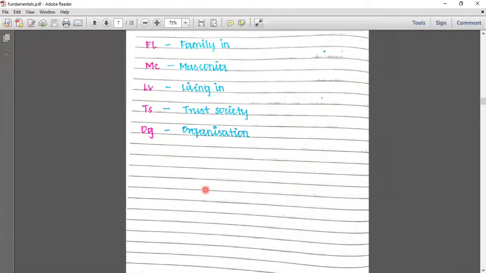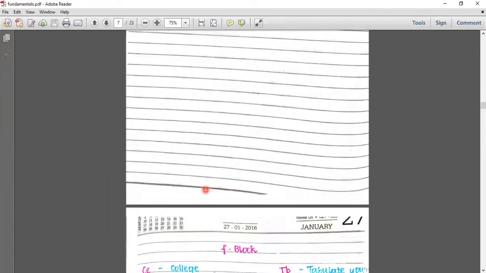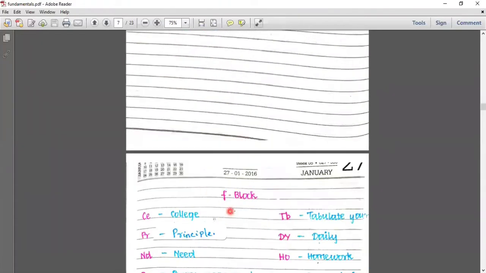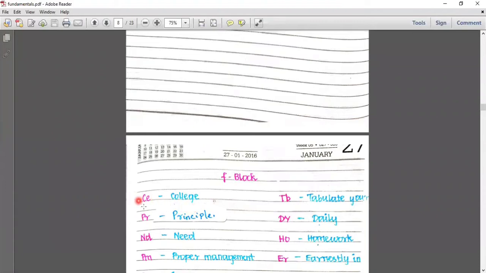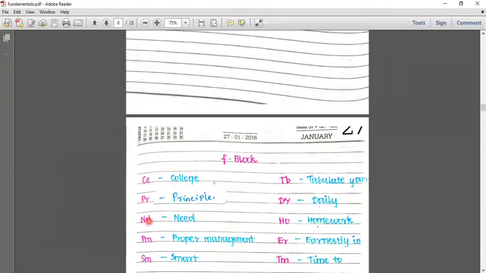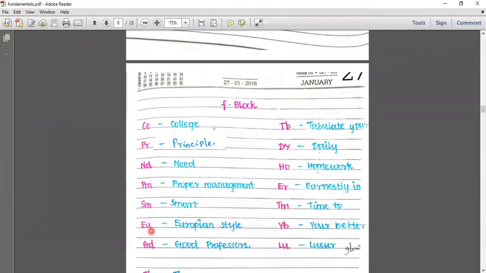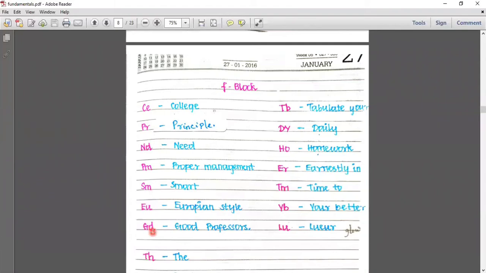This is up to the s block, d block and p block. Now we pass on to the f block elements: cerium, praseodymium, neodymium, promethium, samarium, europium, gadolinium. This is the first half of the 4f orbitals. "College principal need a proper management, smart European style, good professors."